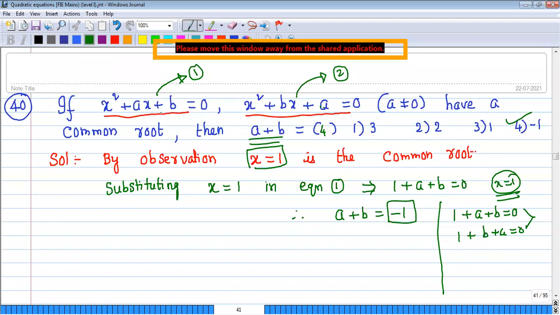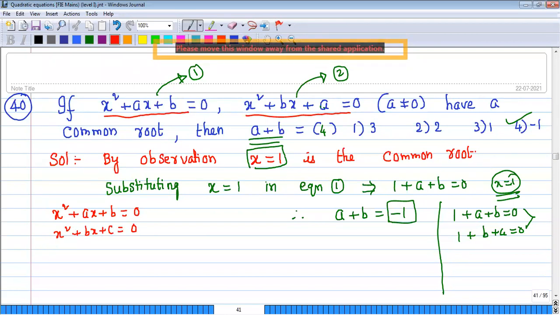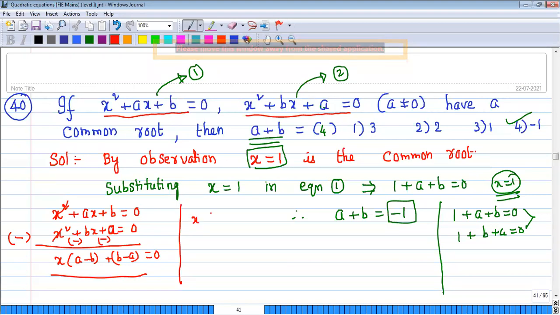Or else, solve these two equations for the common root. Solving means you get like this: x square plus ax plus b equals 0, x square plus bx plus a equals 0. Solving means subtraction takes place. Minus, minus, minus. x square cancels. x common, a minus b, plus b minus a equals 0. Now, here we get x into a minus b equals a minus b.